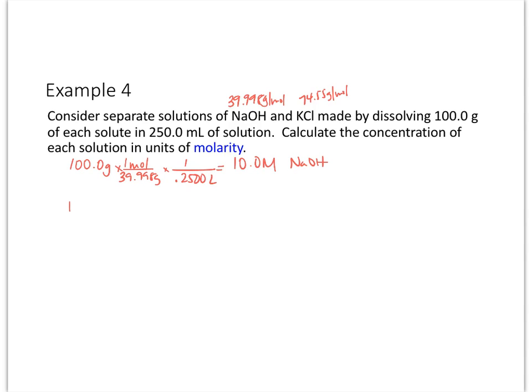And then we have 100 grams of potassium chloride, 74.55 grams per mole. Put that volume on the bottom, and that gives us a 5.37 molar solution of KCl.